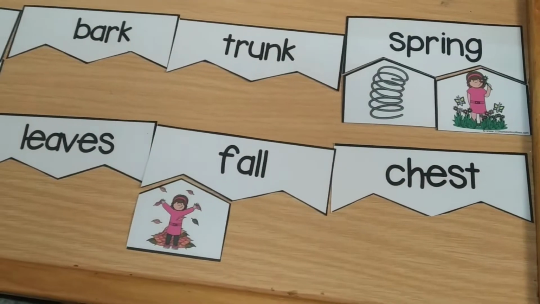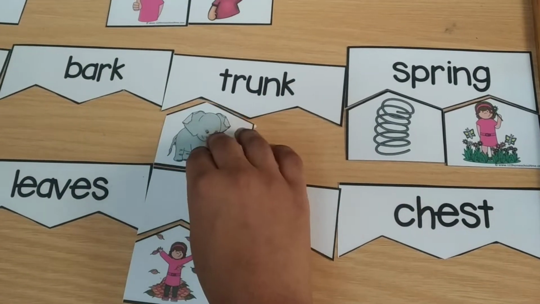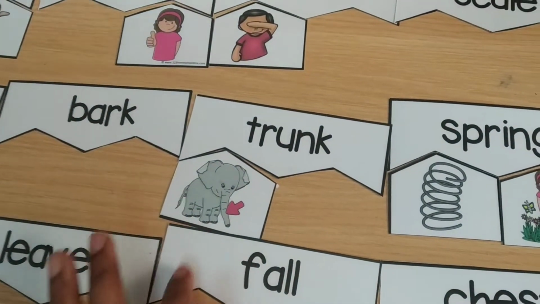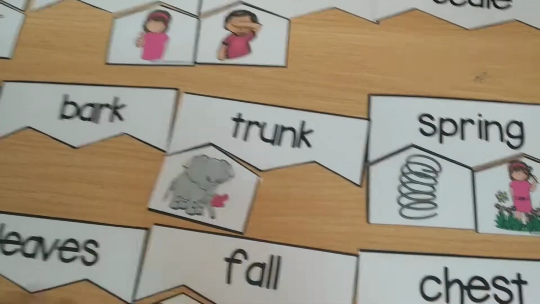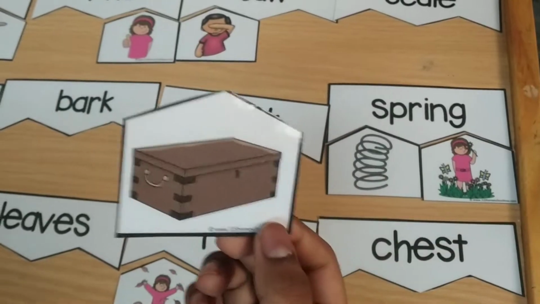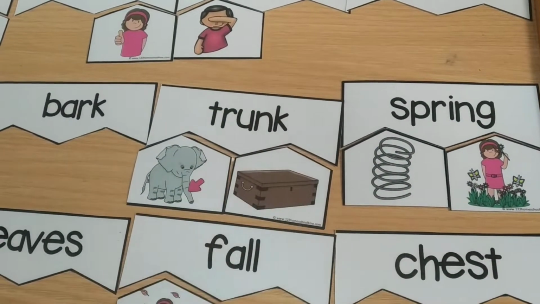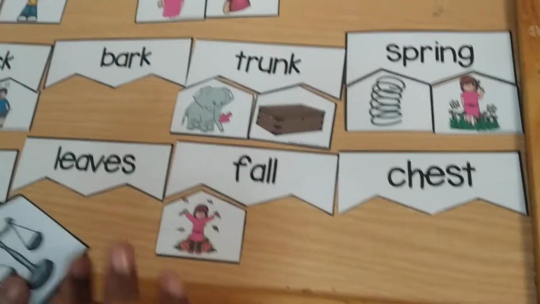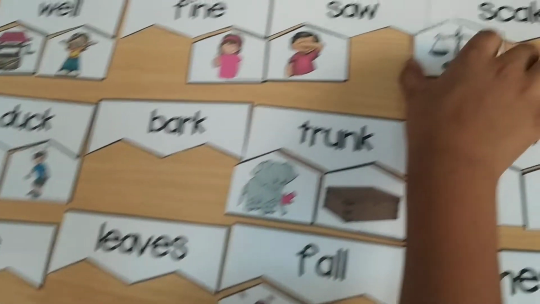Trunk. What's that trunk? Elephant's trunk, yes. An elephant makes noise with his trunk. Trunk. That is a trunk, like a suitcase. Scale. What is scale? Measuring. Yes, it's a measuring scale.